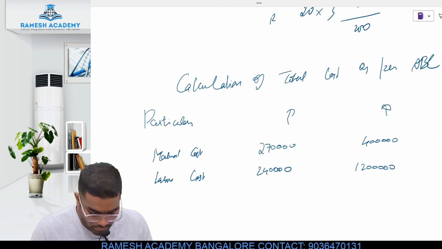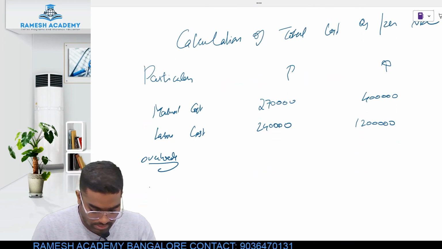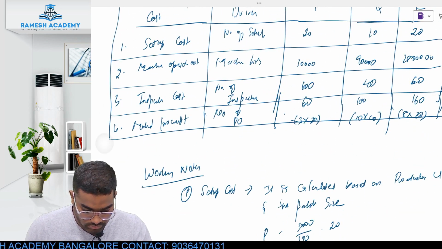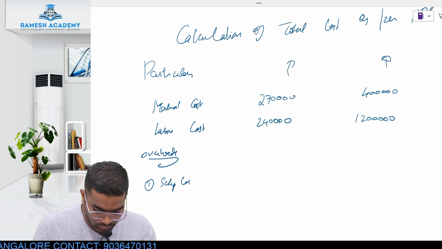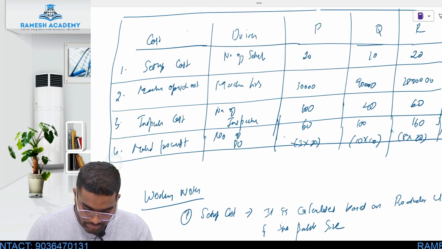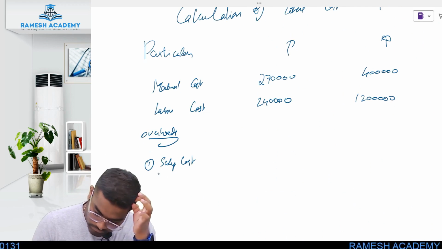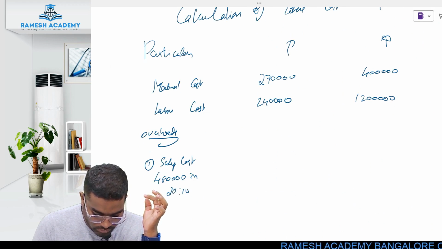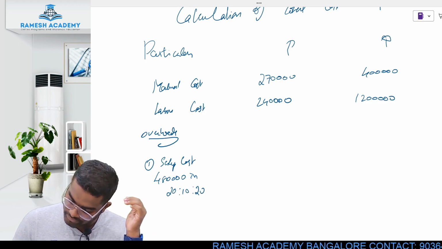That's it. Now we have overhead. It was 6 per machine hour there. Now we'll have to write it down one by one. What was our first thing? Setup cost, then operation cost. Setup cost is 4 lakh 80 in the ratio of 20 is to 10 is to 20. So 4 lakh 80 divided by 50 into 20.